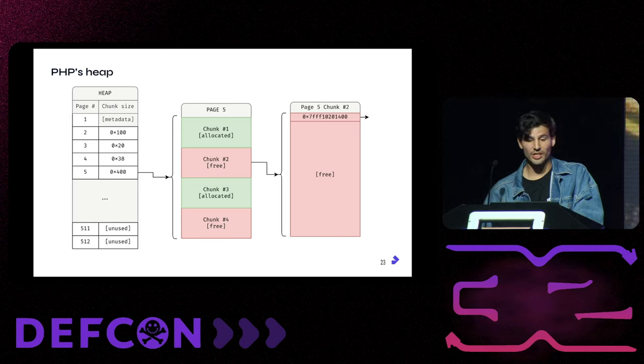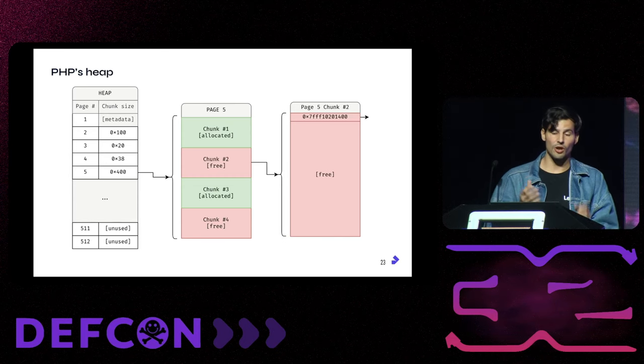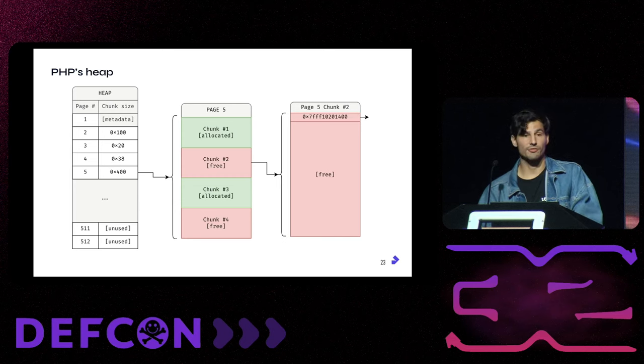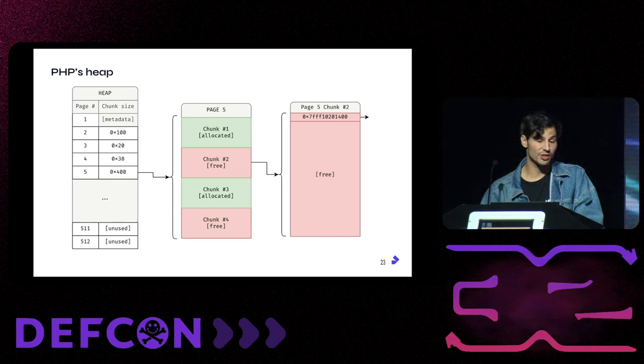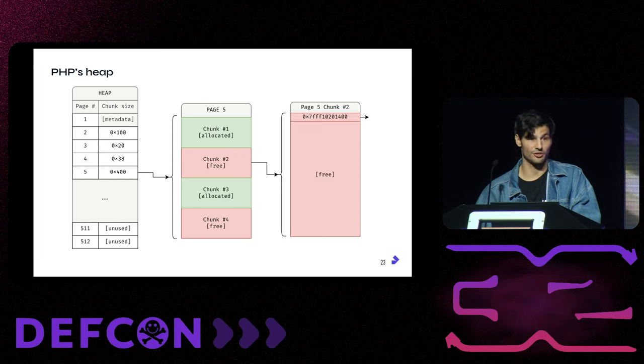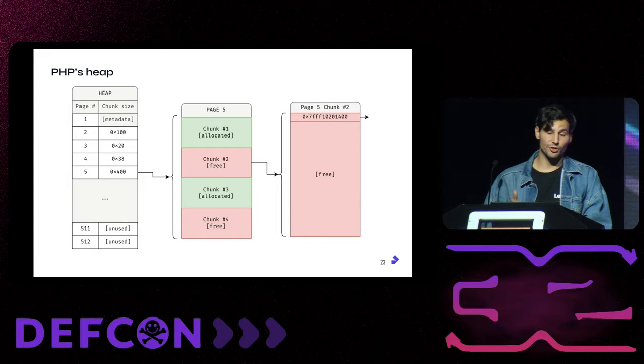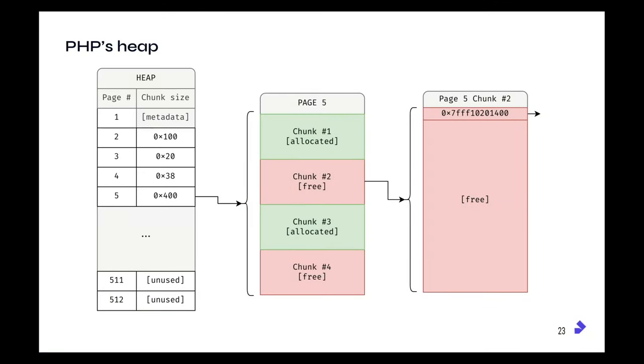Just to give you an idea of what we can do with a 1 to 3 byte overflow in the PHP heap, let's have a look at this example. On the left, you have the heap with 512 pages. In page 5, in this example, I have chunks of size 0x400, so four chunks. Chunk 1 is allocated, chunk 3 is allocated, and chunks 2 and 4 are not. Since chunks 2 and 4 are in the free list for chunks of size 0x400, they contain a pointer to the next free chunk.